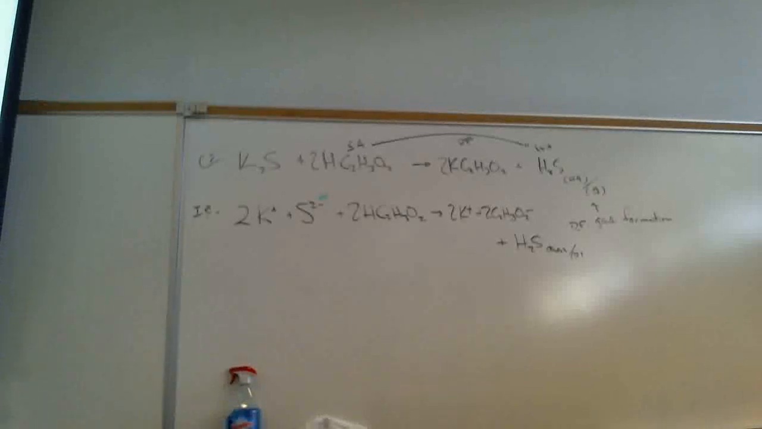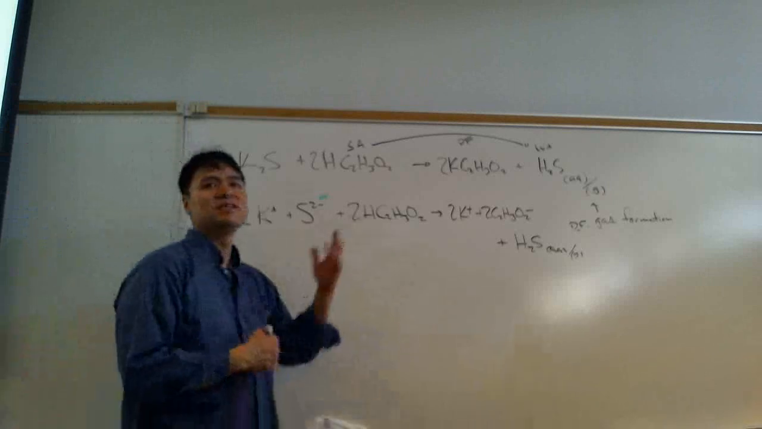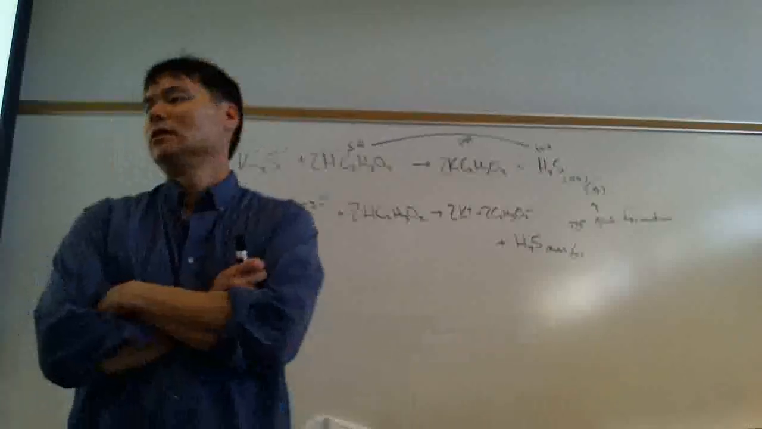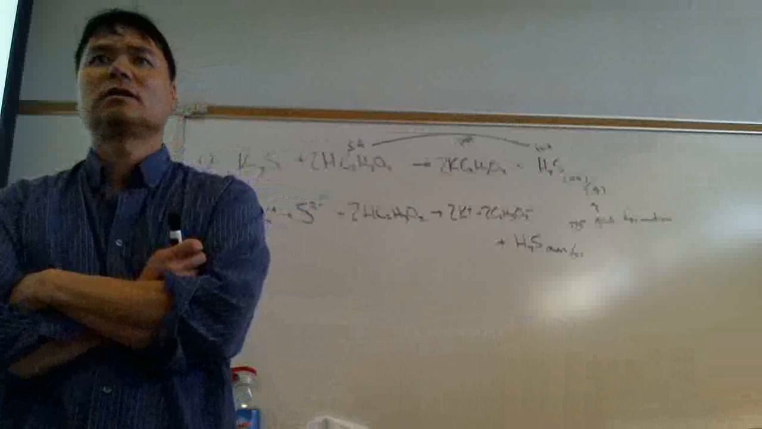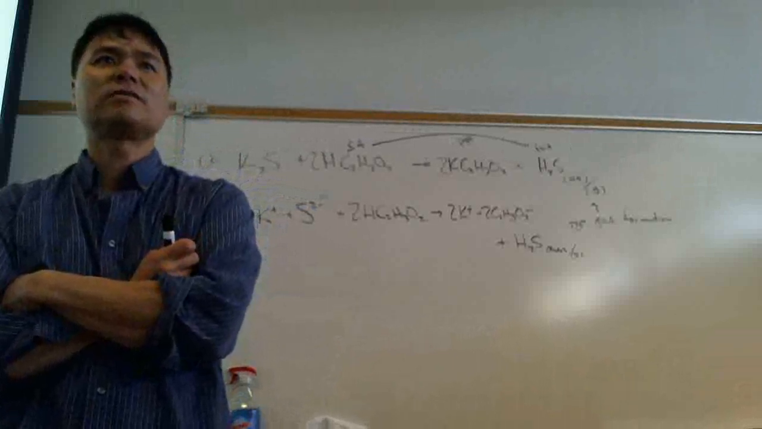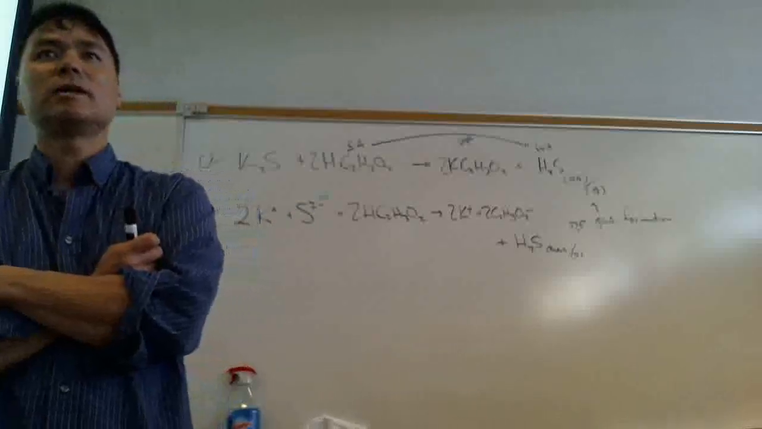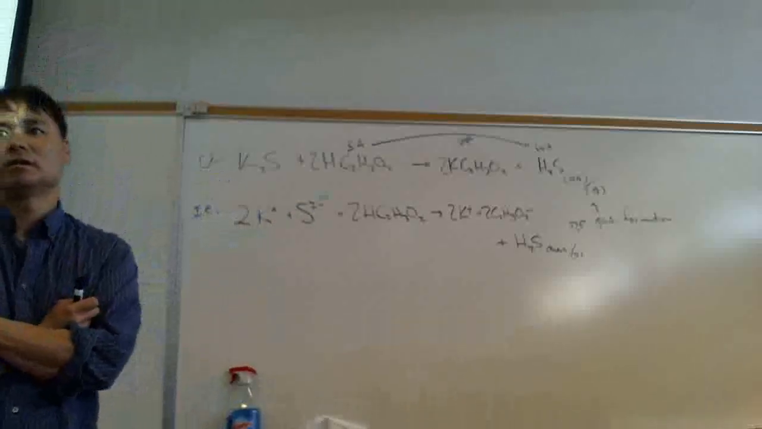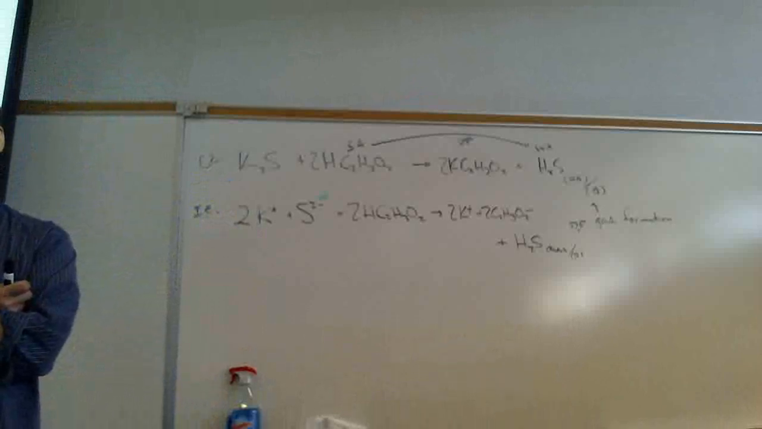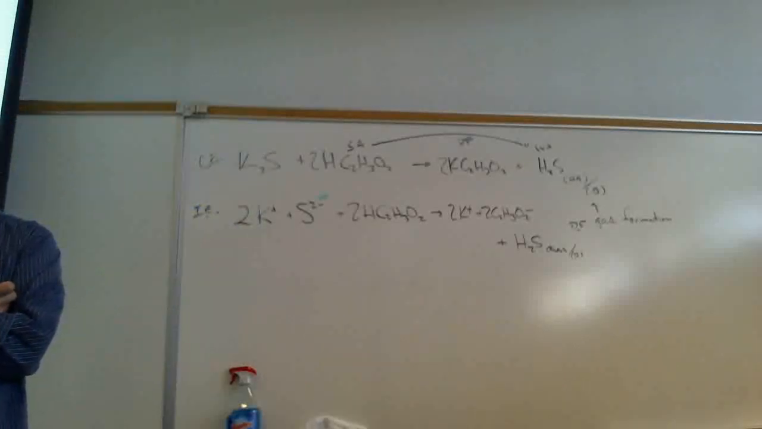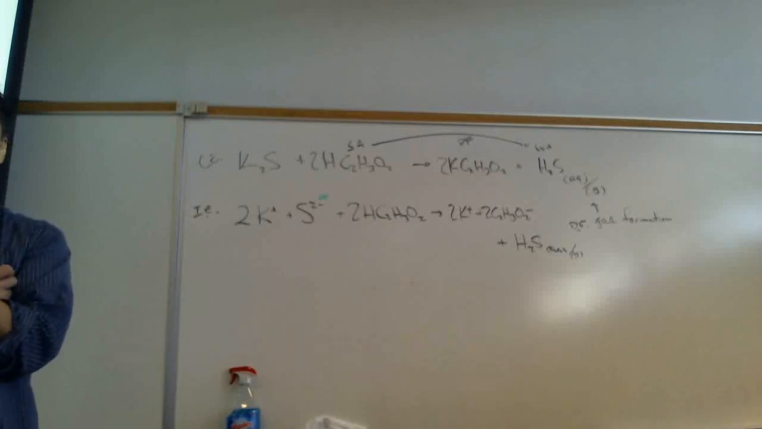All right, so you guys know the 7 strong acids, but do you know what the strong bases are? How many strong bases are there? Are there 7 strong bases or 6 strong bases? What are the 6 strong bases? Sodium hydroxide, 1. Lithium hydroxide, 2. Potassium hydroxide, 3. Rubidium hydroxide, 4.